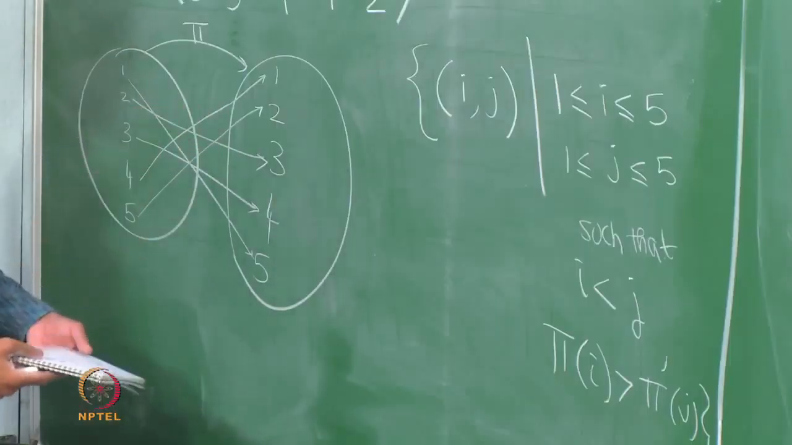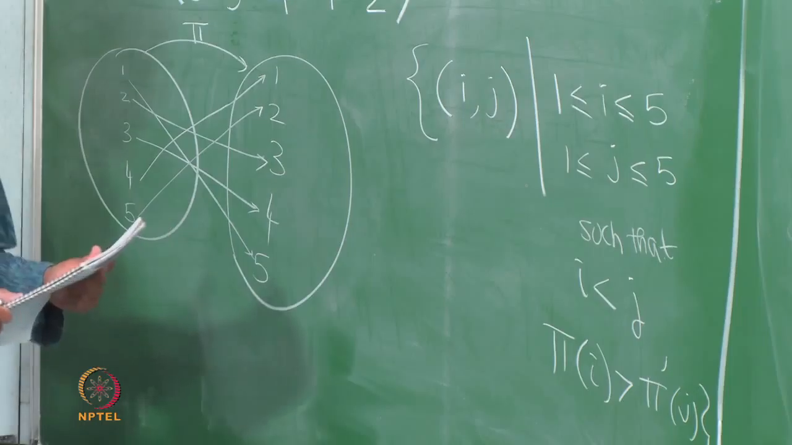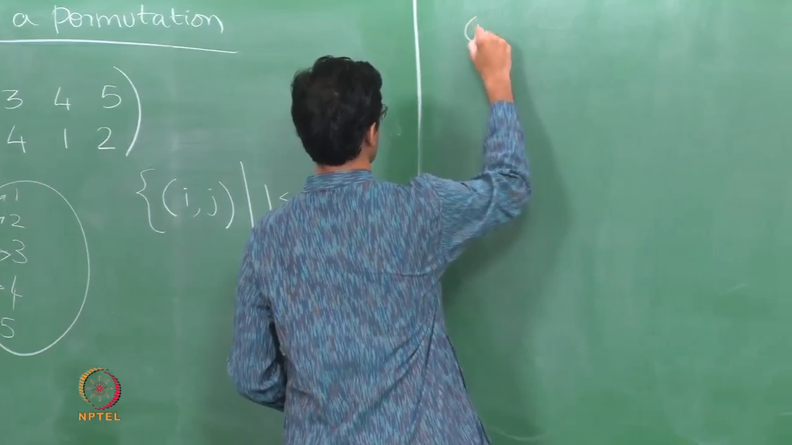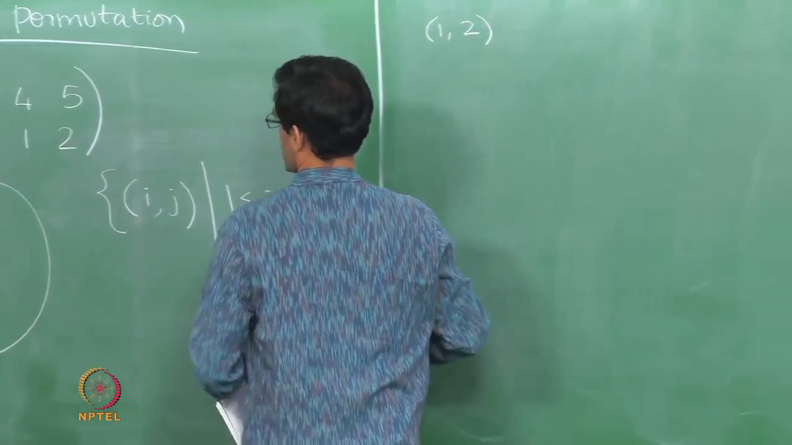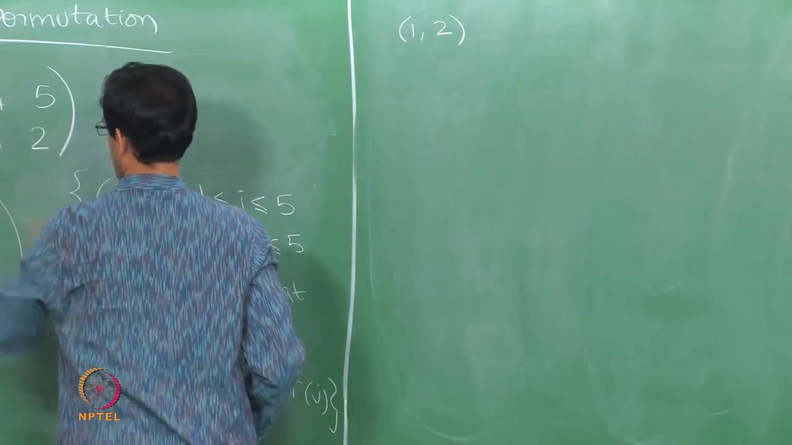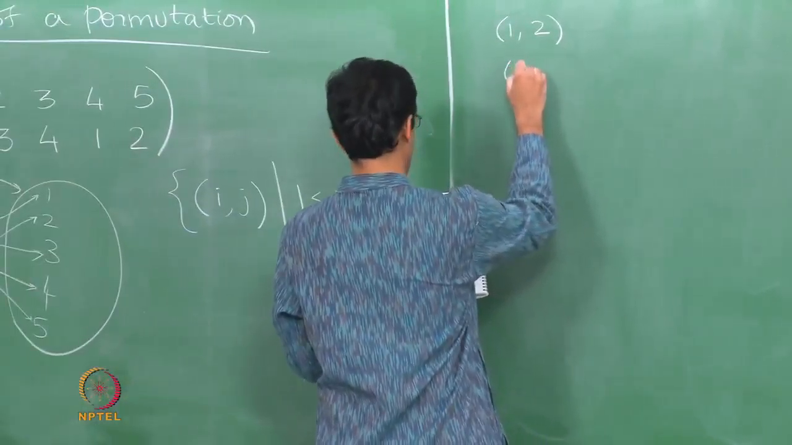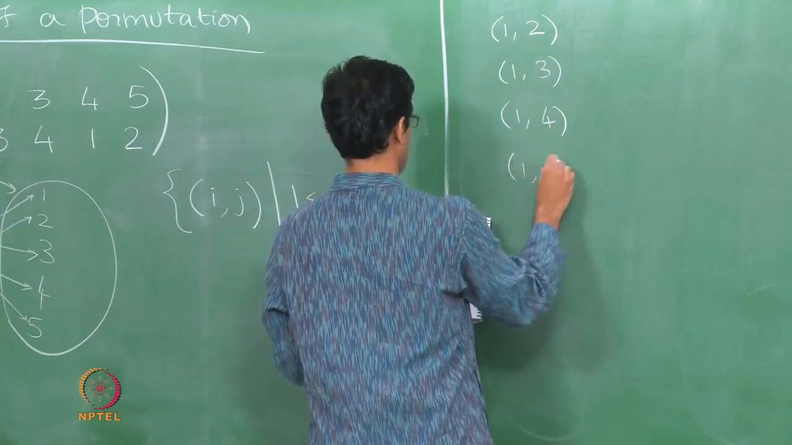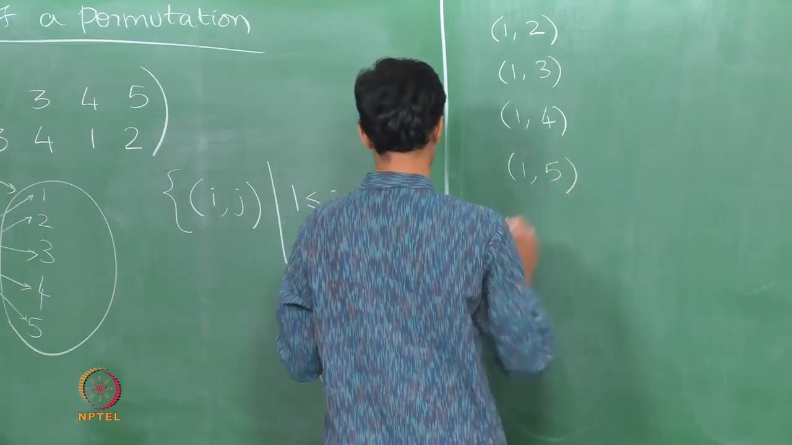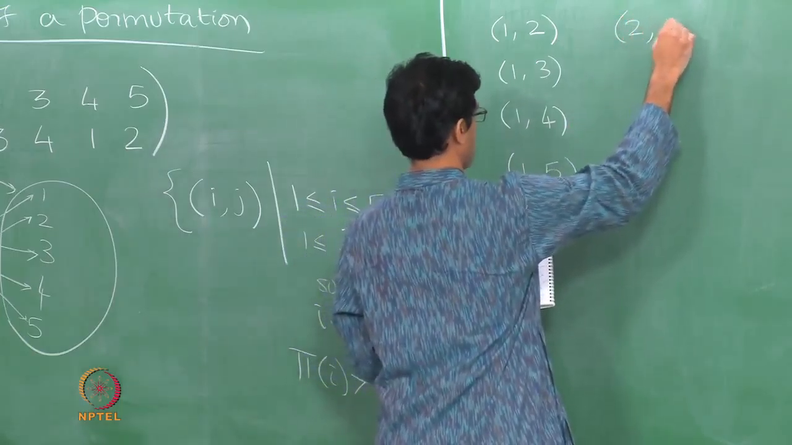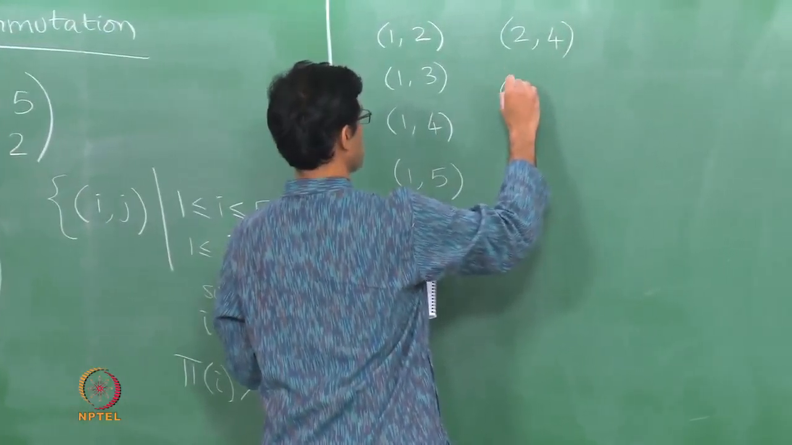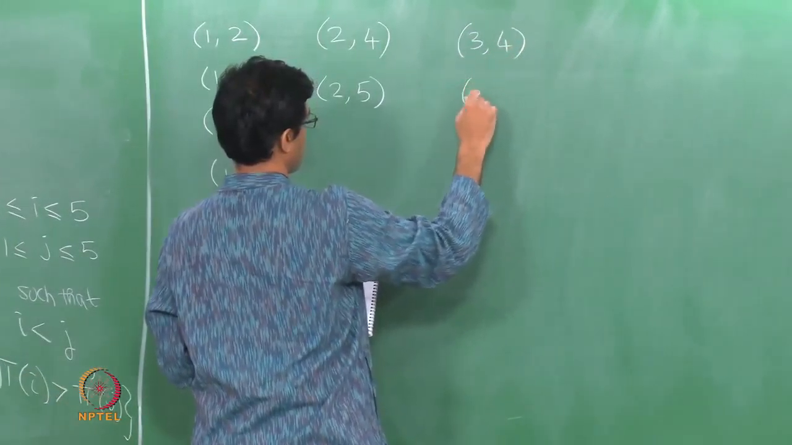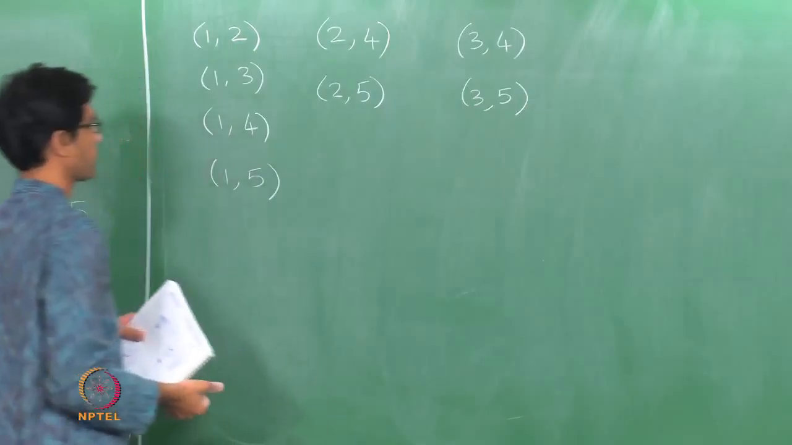Okay. So in this example let us write down the i's and j's which satisfy this property. In this case this set consists of the following elements. It has 1 and 2, because 1 maps to 5, 2 maps to 3. Similarly it has 1 3, 1 4, 1 5, then it also has 2 4, 2 5, 3 4 and 3 5.